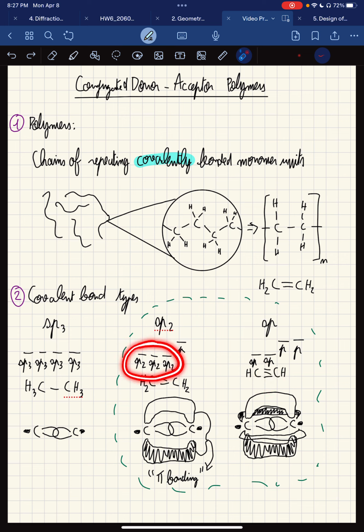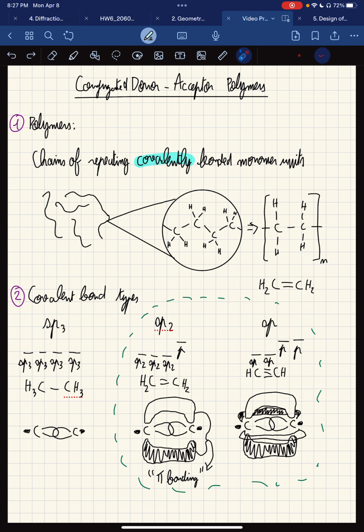For sp2, we have three sp2 hybridized orbitals and one available p orbital. Same as well for an sp, we have two sp orbitals and two p orbitals. These p orbitals allow for the formation of our pi bonding here and dual pi bonding here from our two p orbitals for sp, right here and right here.